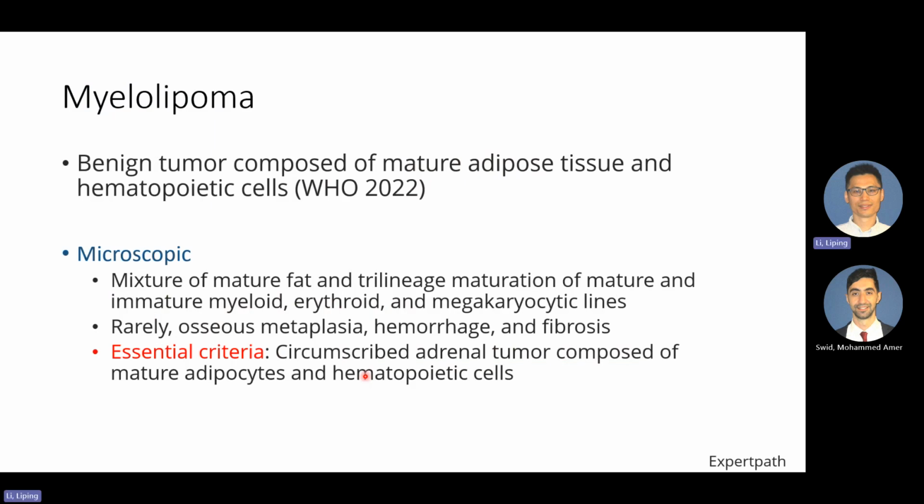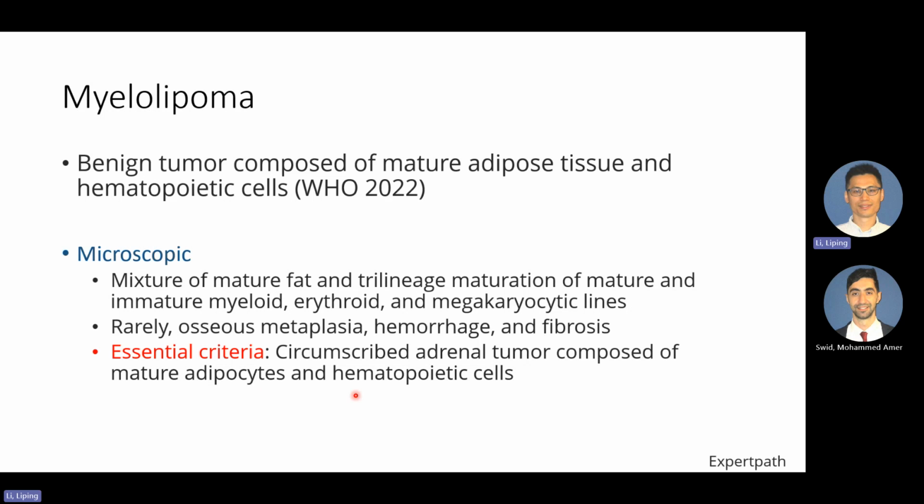So this one is pretty straightforward and easy to tell. There's myelolipoma. What you need to know is that it's a well circumscribed tumor in the adrenal gland. And when you see it, you think of bone marrow, because we have every component of the bone marrow: mature fat and all kinds of hematopoietic cells.